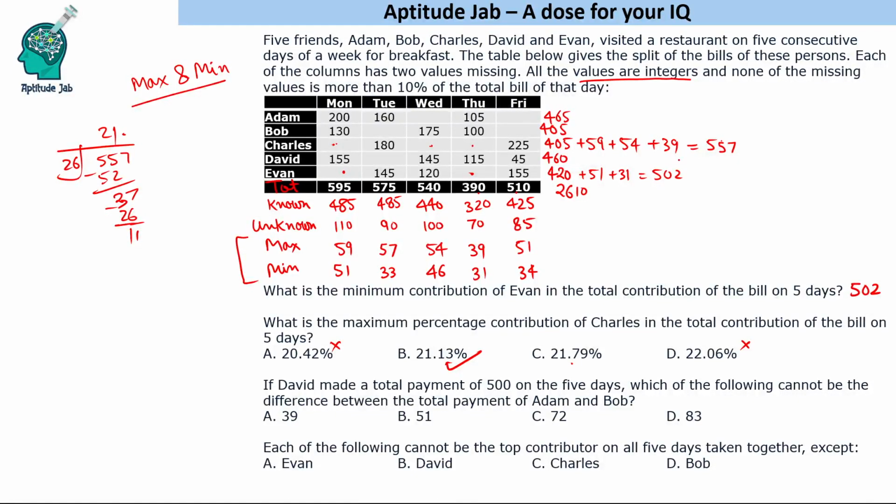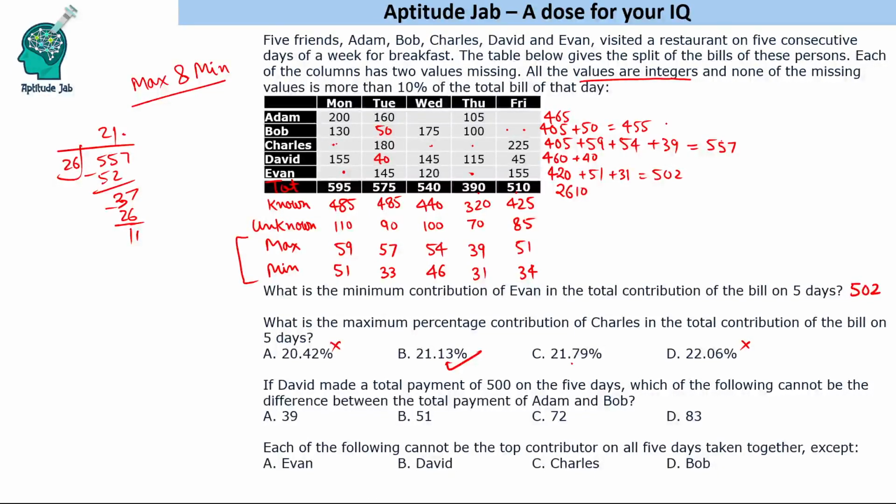So it says David made a total payment of 500. So that means he paid 400 on this day, 40 on this day. Okay. So if he pays 40, this value will be 50. Okay. This value is fixed as 50. It cannot be changed. Okay. So this is already 50. And then we can have a maximum and minimum scenario of 34 to 51. Okay. So this is 455.